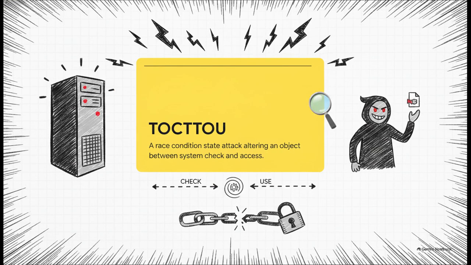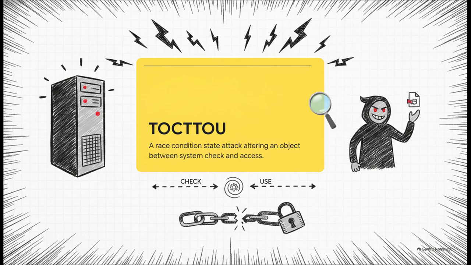Now let's break down a complex concept that sounds like a bit of a tongue twister. Time of check to time of use, or TOCTOU. Computers excel at predictable, repeatable tasks, right? Well, this predictability gives attackers a tiny, split-second window of opportunity. TOCTOU is what we call a race condition state attack.